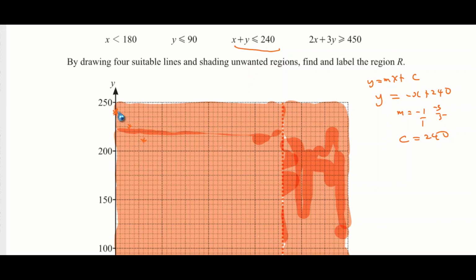Okay, so let me cross-check that again. 1, 2, 3, 1, 2, 3, 1, 2, 3. So now I can draw the line from here. Since it has an equals to, just draw the line like this. You have to take note of these 3 points there. It must be exactly like that, so one has to be very careful.